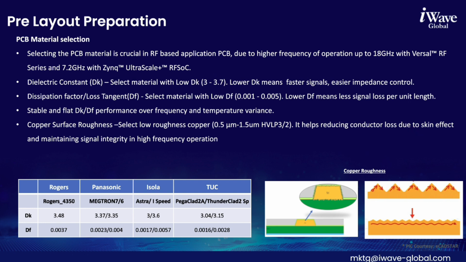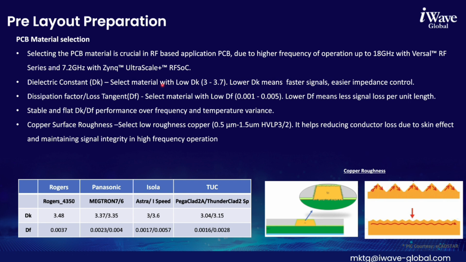So select the material with low Dk value so that you will have faster signals. And low Dk means, Dk is always inversely proportional to the signal speed. So when there is a low Dk, you will get faster signals. And also when there is a low Dk, the trace widths are increased so that you will get better impedance control.